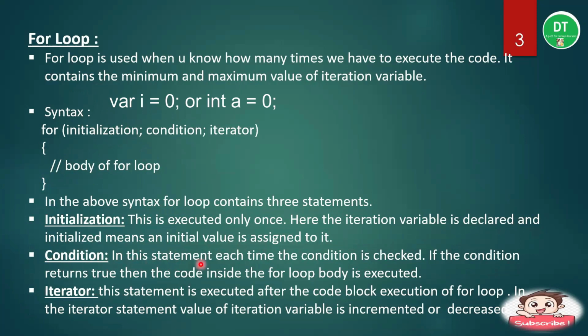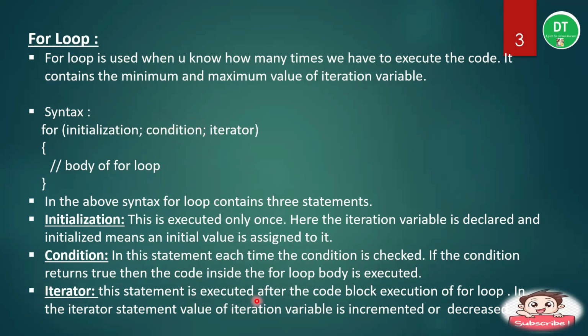Condition. In this statement, the condition is checked each time. If the condition returns true, then the code inside the for loop body is executed. The condition will be like a is less than or equal to 5, or i is less than or equal to 10, or i is less than 10, like this.